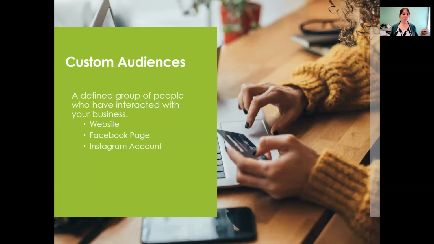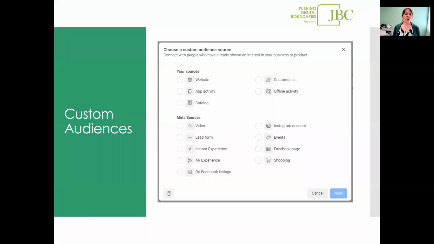So this could be your Facebook page, this could be your Instagram account, or this could be your website. There's a lot of other options, but for the sake of today's webinar, we're just going to talk about the three. So these custom audiences, and here's all the options here, are people who have shown an interest. You could even consider calling them a warm lead. They've been on your website, they've looked at your profile on Instagram, so you want to get in front of them again. So oftentimes this is called retargeting or remarketing.